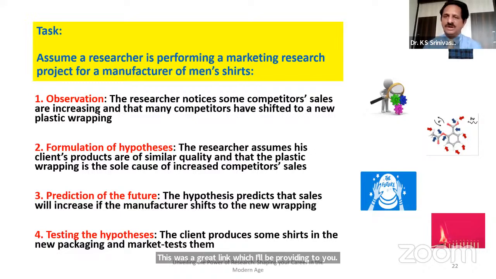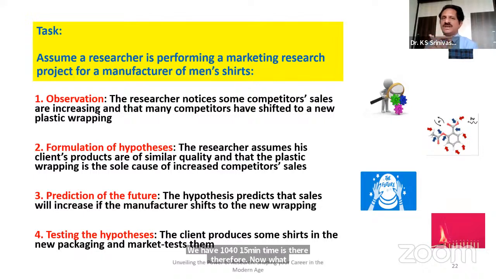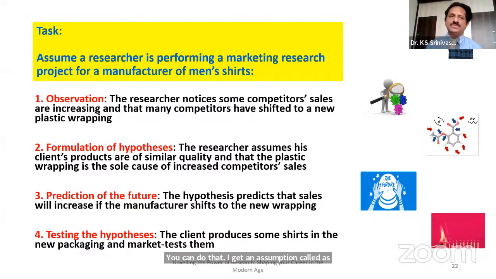Okay, good. Now, if you are clear about this, I'm checking my time and I'm closing it. We have 15 minutes. Now, what you have to do? Observation, you can do that. Identify an assumption, called a hypothesis. Prediction, do the forecasting later and test your hypothesis. Verify whether your hypothesis is correct or not, for any kind of marketing research.